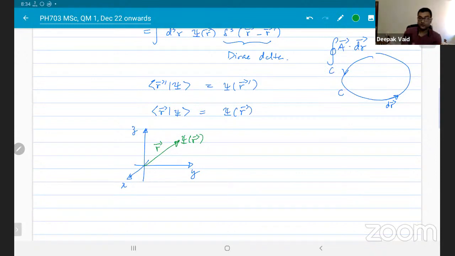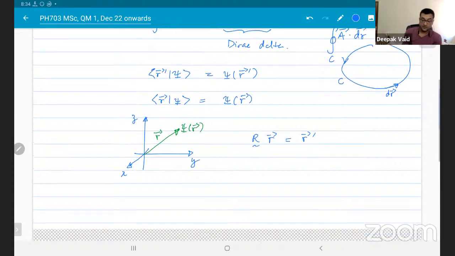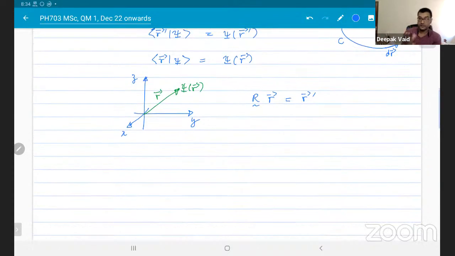Now imagine that you perform a rotation of your coordinate basis. Okay. So you perform some rotation, some R matrix, of your coordinate basis. Then what will happen? You will take any vector, or let me write a vector r. You will take any vector r to something else, to r prime, let's say. Right? You're performing a change of basis.